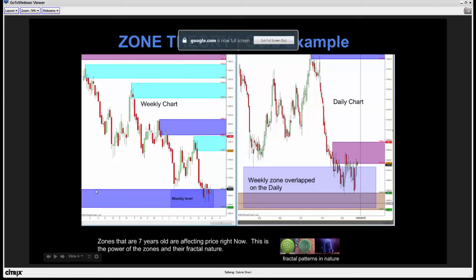So another example, big context, big swing traders. How many of you here are swing traders? Okay, I see a few of you. All right, so for all you swing traders, weekly charts, daily charts, yes, this works just the same.